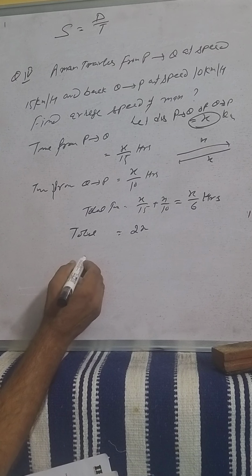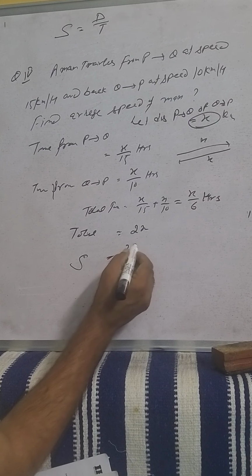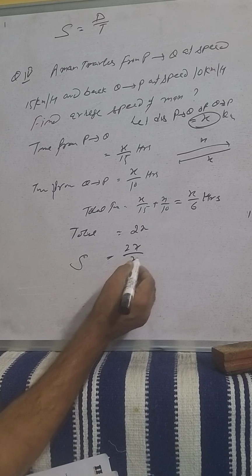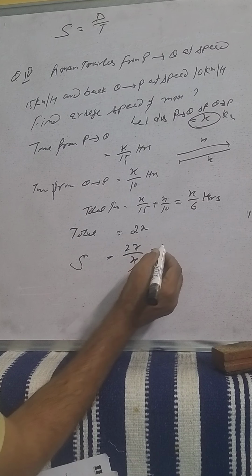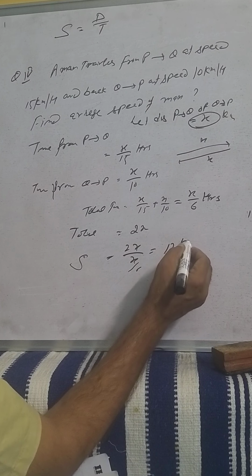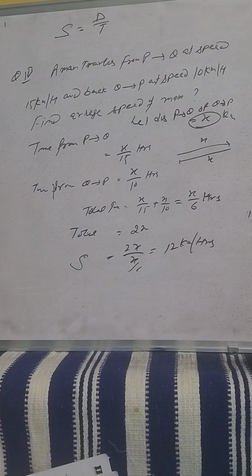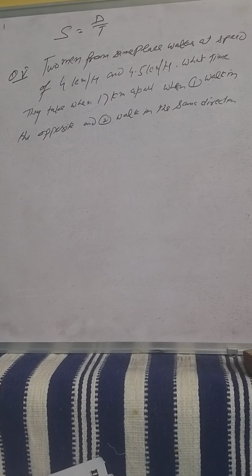Now speed, we have to find speed. Speed is equal to distance over time. Distance over time, time is equal to x by 6, and this will be equal to 12 kilometer per hour. This is the average speed of the man. Now we take another question.